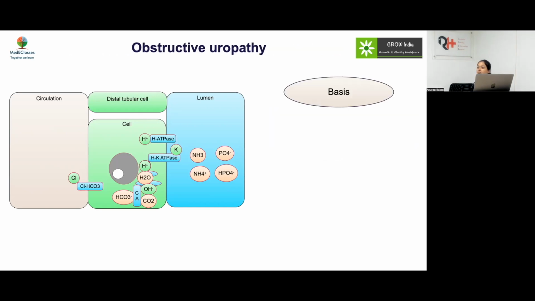Obstructive uropathies are funny in the way that they may present with a picture like distal RTA or type 4 hyperkalemic RTA.